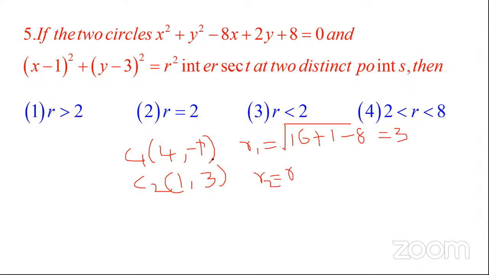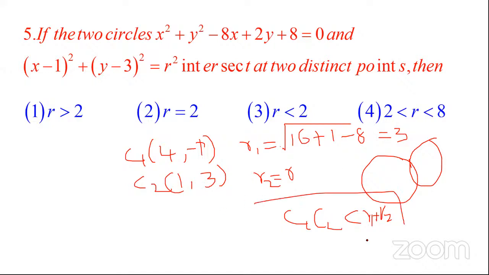So we have to check C1C2 is less than R1 plus R2. Why? Because two circles intersect at two distinct points like this. So that is the condition: C1C2 is less than R1 plus R2. From this condition, we get the value of R. So what is the C1C2 value? He's mentioned this one, so we have to use this formula. C1C2 is less than R1 plus R2.